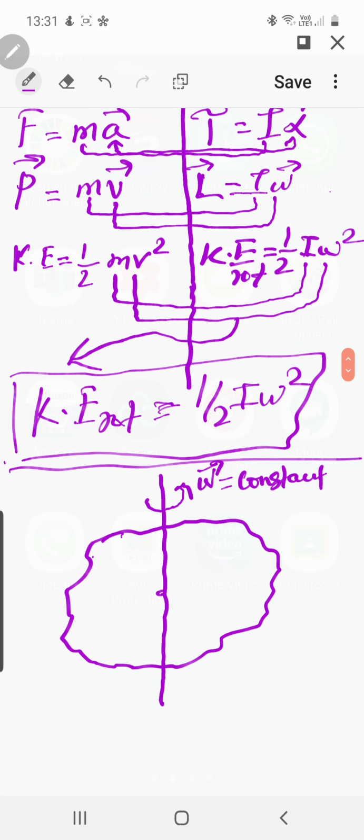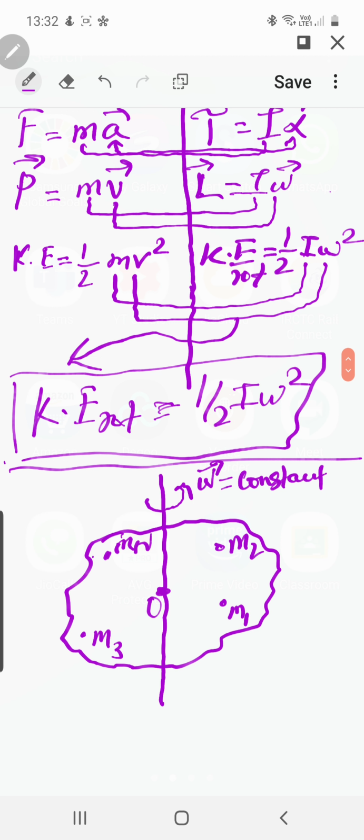This particular object I am considering to be made up of n number of particles. Suppose the first particle is located here having mass m1. The second particle is located here having mass m2. The third one is there having mass m3, and the nth particle is having mass mn.